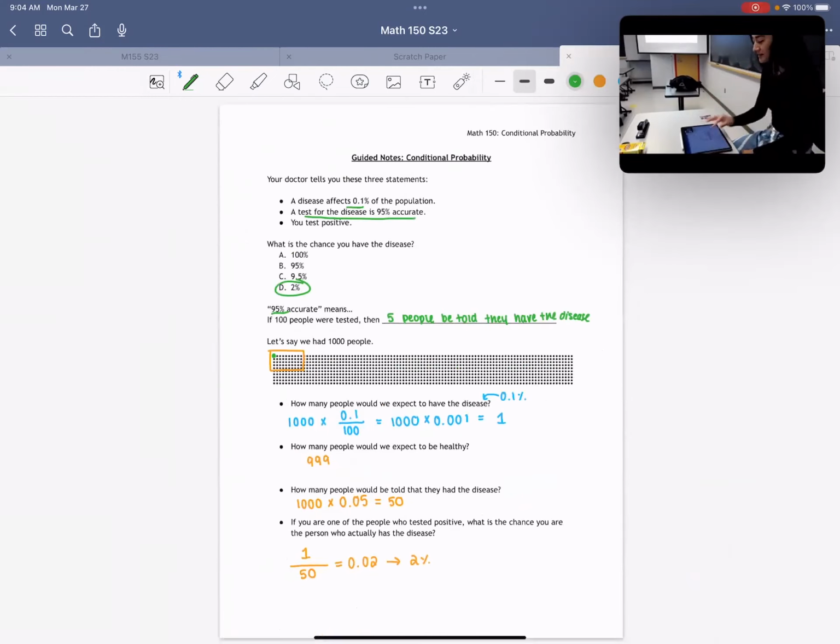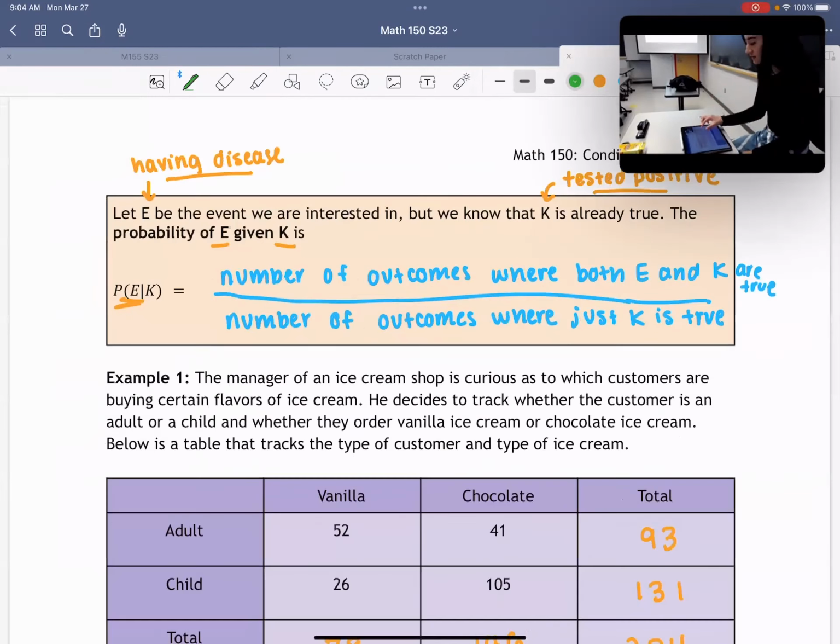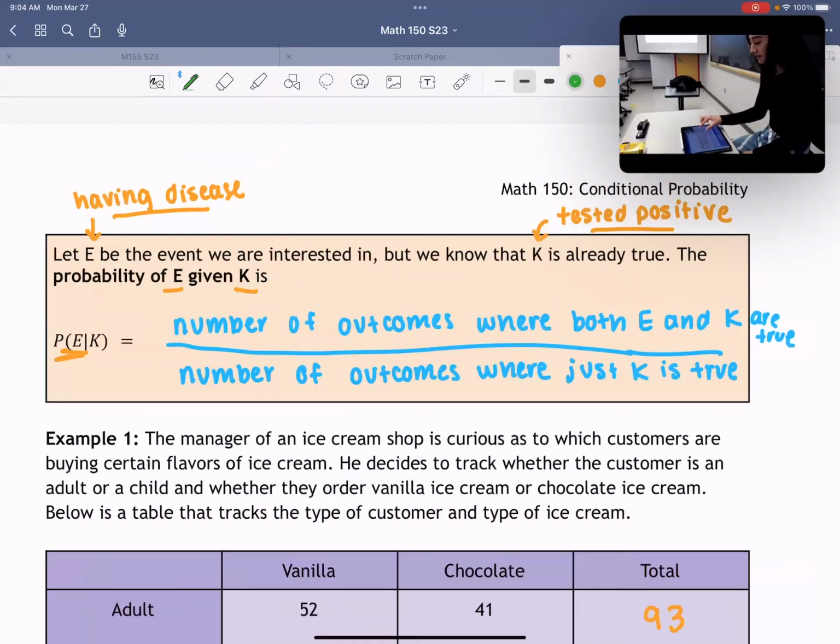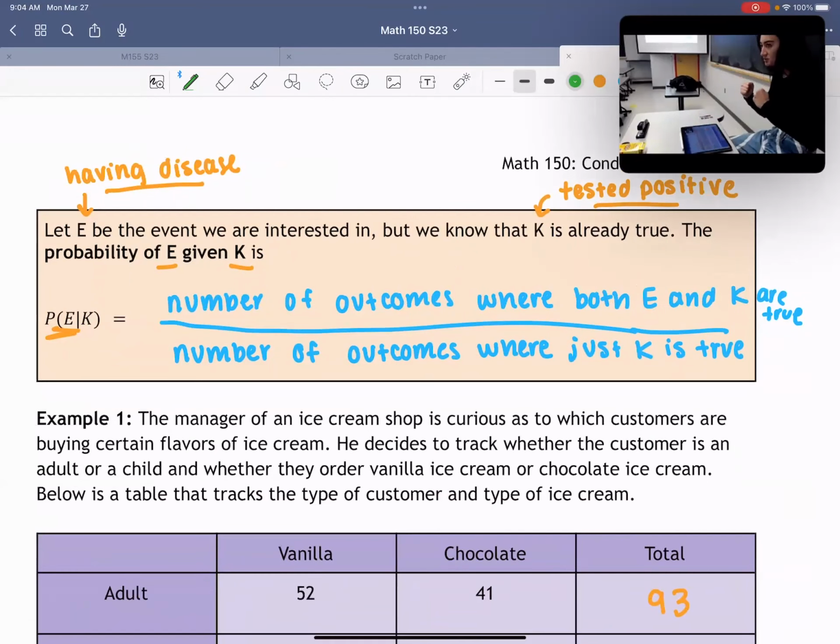So what we did is first I gave you a formula. Okay, so whenever you're asked to find the conditional probability of something, and Sarah, do you have these notes? Yeah, all right. Here you go.